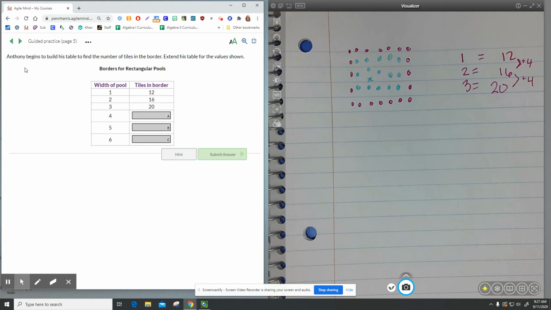This time on question 5, here's the table we just started with. What do we think is going to be with a width of 4? Again, it increased by 4, increased by 4. If we continue that pattern, guys, 20 plus 4 gives me 24. If it was a width of 5, I'd add another 4 and get 28. And if it was a width of 6, we'd add another 4 and get 32.